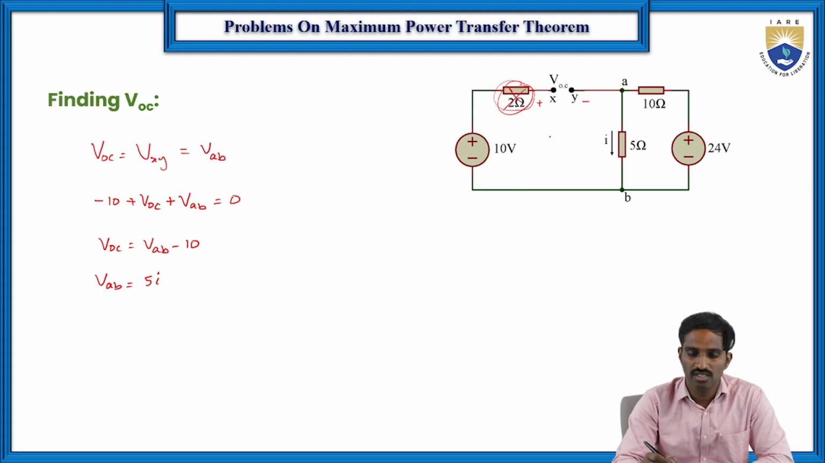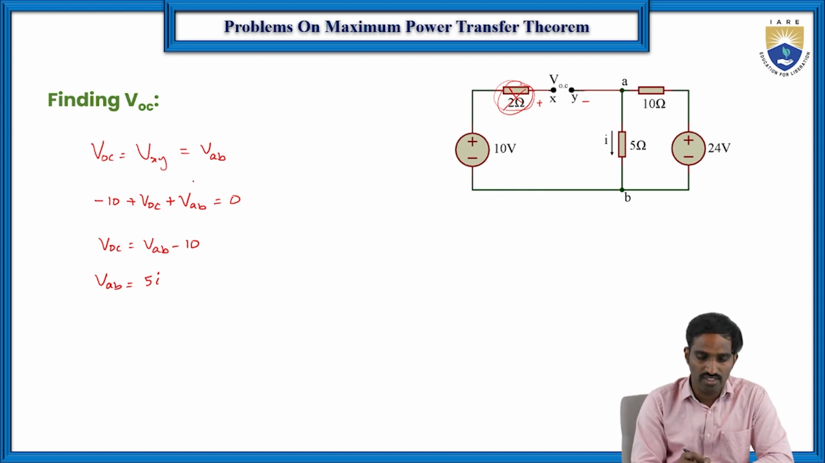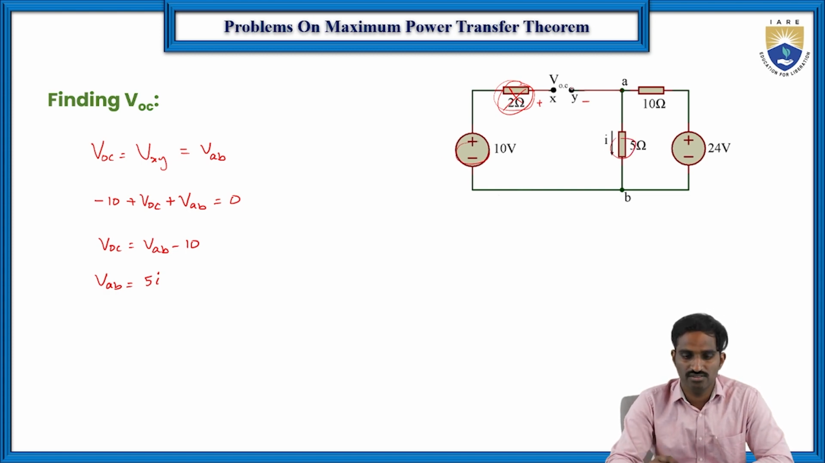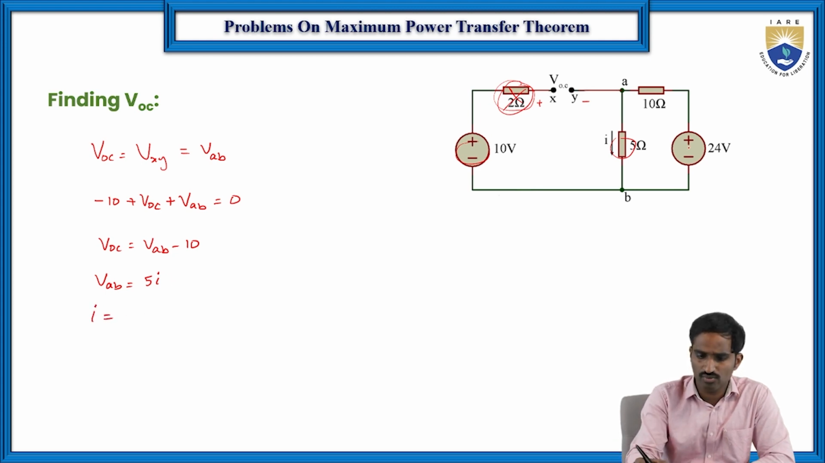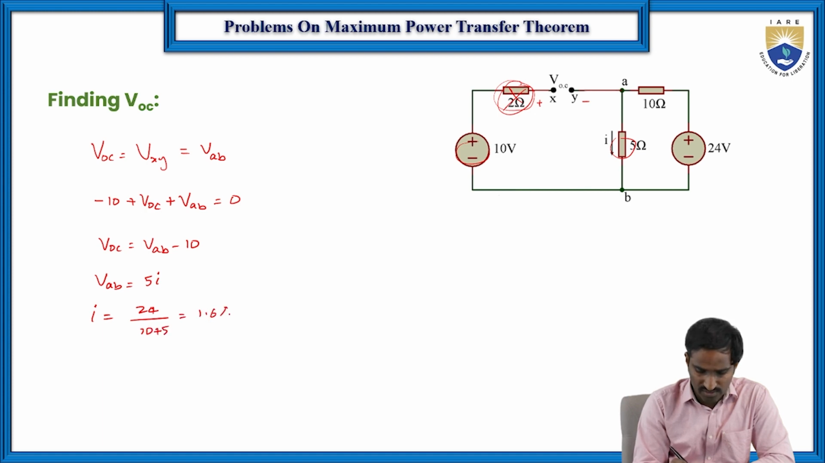So that's why here, the VOC or VXY is nothing but the voltage across this 5 ohm resistor plus this voltage source which is connected across the X and Y terminals, right? So first we need to find I, which is nothing but the total current flowing through this. So I is equal to V by R, 24 by 10 plus 5, which is nothing but 1.6 amperes.